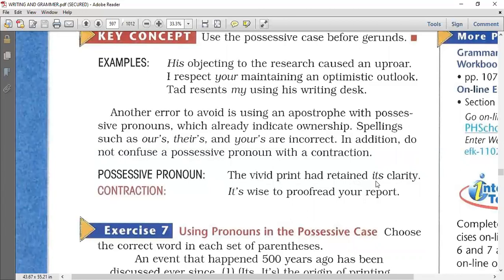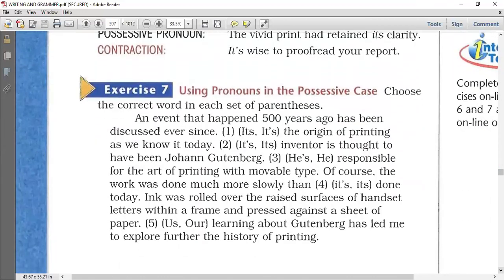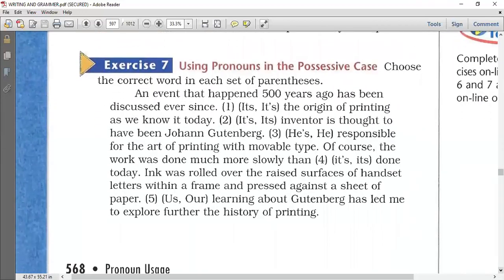If you're confused, make it two words, it is, and see if it makes sense. So it needs an apostrophe. If it doesn't, it's without an apostrophe. Here, the vivid print had retained it is clarity. It doesn't make sense. So we don't need the apostrophe here. But here, if we say it is wise to proofread your report, yes, it makes sense. So I need an apostrophe. Okay, guys. Let's move on to the next exercise.